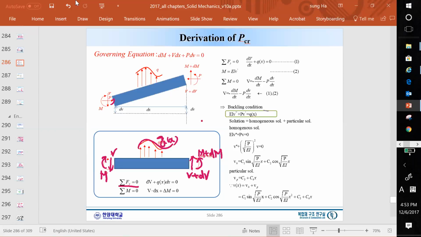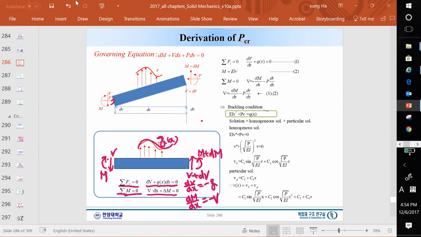Now, vertical force equilibrium says there is dV = Q dx. And moment equilibrium says V dx = dM, right? So from this, we can see that dV/dx equals minus Q. And from moment equilibrium, we have dM/dx equal to minus V. So these are the two equilibrium equations.